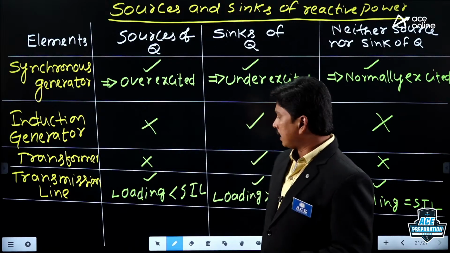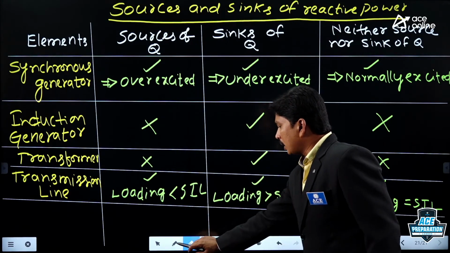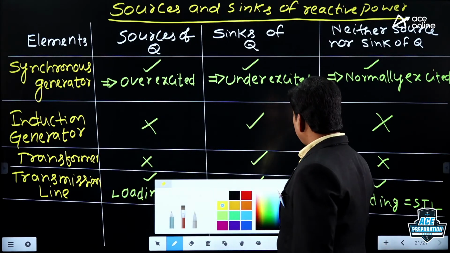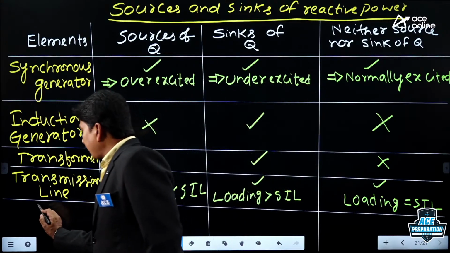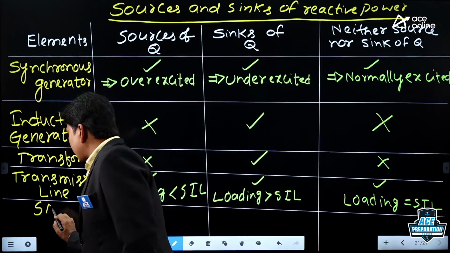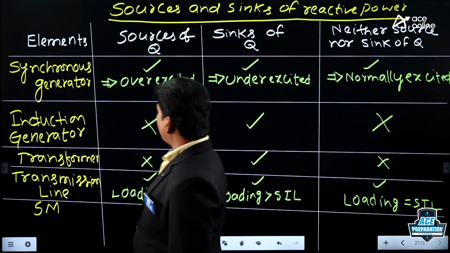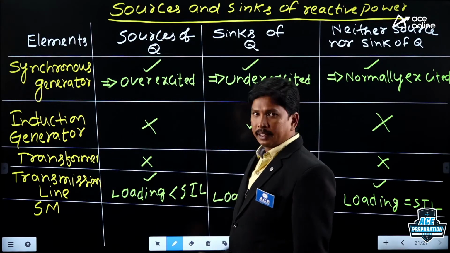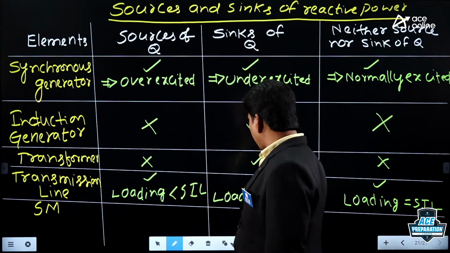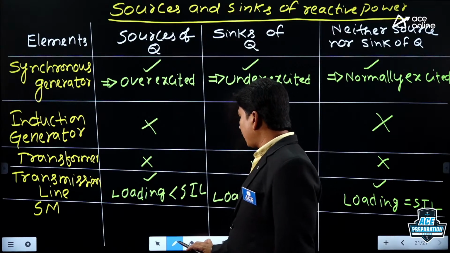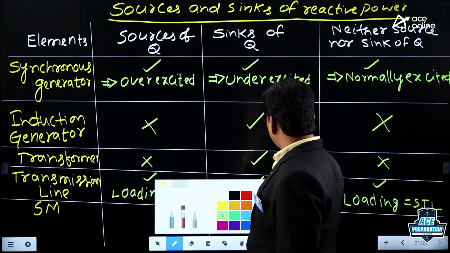And the next element we can see is the synchronous motor. In case of the synchronous motor, I am writing SM, so SM means the synchronous motor. Whenever the synchronous motor is over-excited, the same operation we can get as in the synchronous generator.